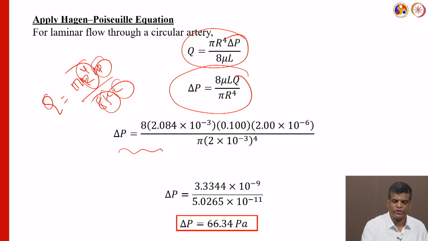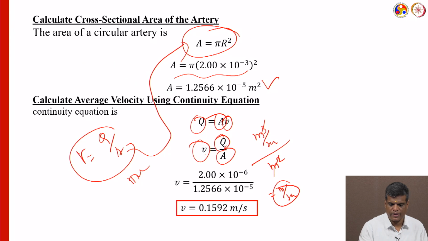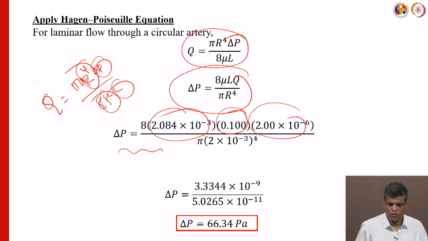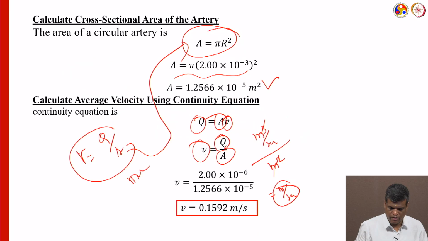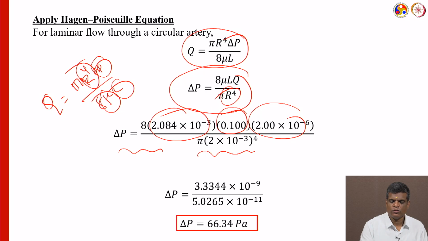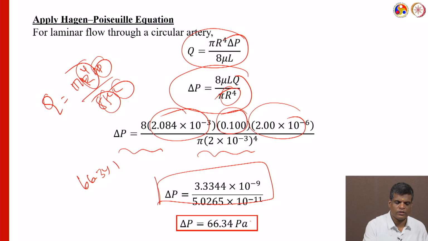After rearranging the equation, use the viscosity value, the length, and the volumetric flow rate, 2 into 10 power minus 6, already given in the problem. Then we have pi r power 4, where r is the radius of the artery, 2 into 10 power minus 3 meter. After solving, we got a pressure drop equal to 66.34 Pascal. Normally, blood flow should be laminar.